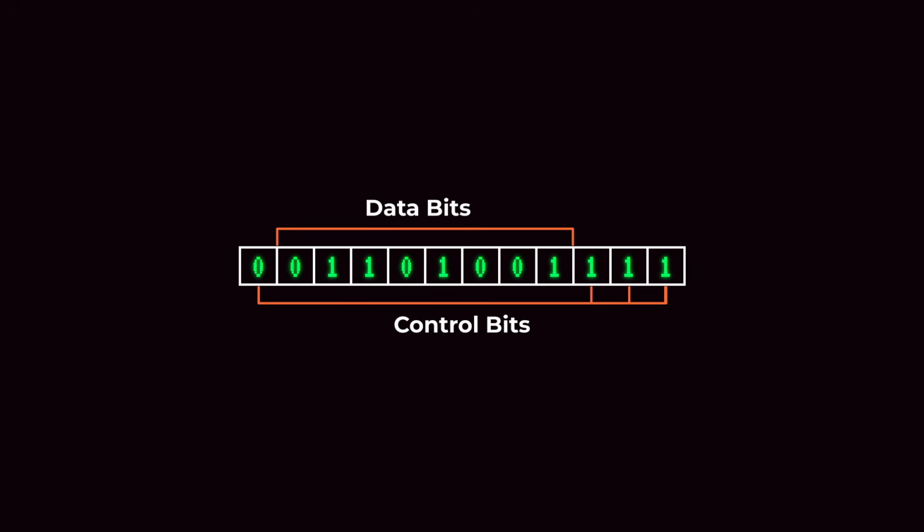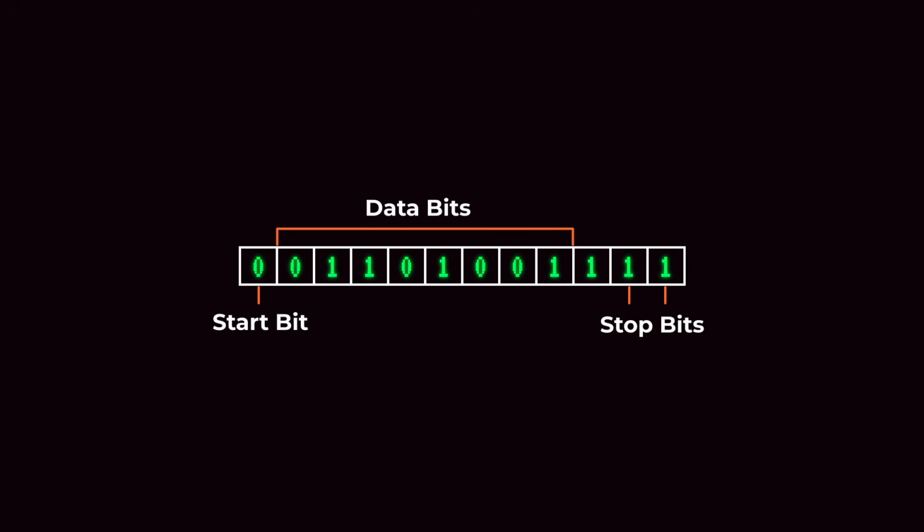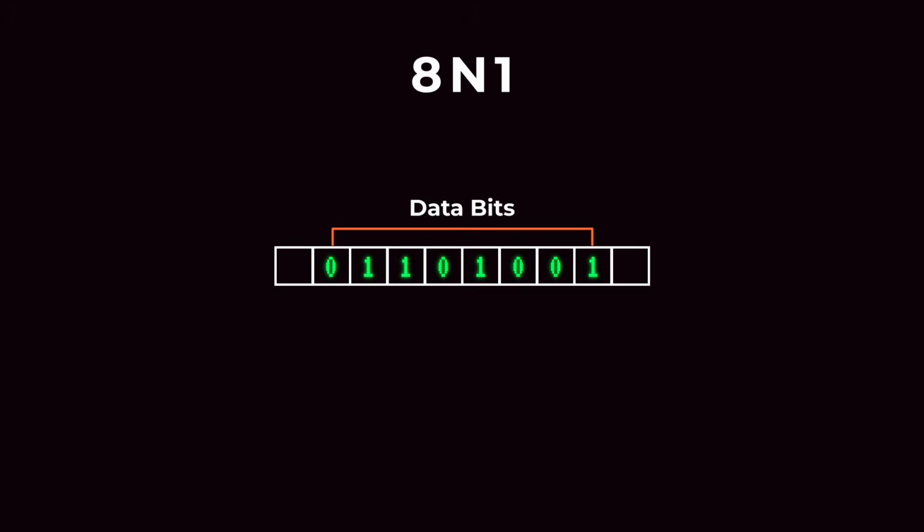Then, the remaining config bits are a start bit that signals the receiver by a falling edge that data is coming in, a stop bit that signals the end of the frame, and depending on the config, this can also be 2 stop bits, and finally, an optional parity bit that serves as a kind of simple checksum. Alright, we choose a very common frame layout called 8 none 1, which means that we have 8 data bits, no parity, and 1 stop bit.